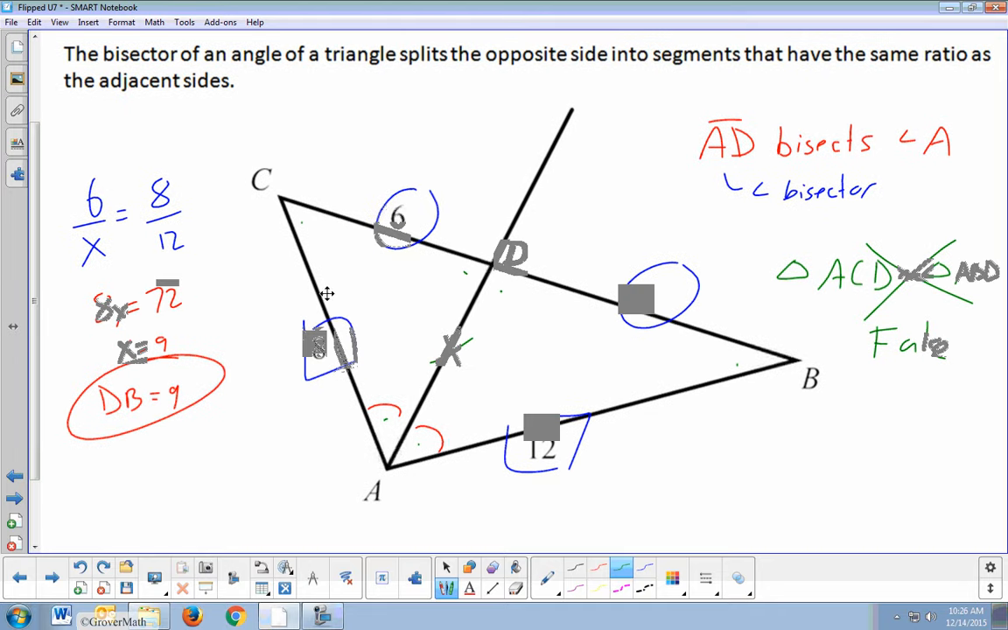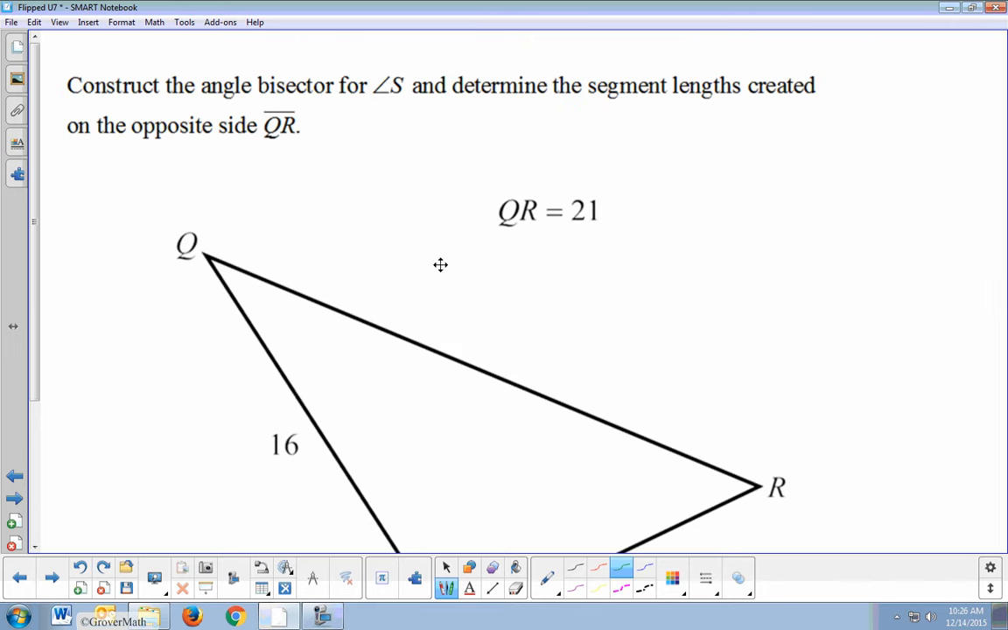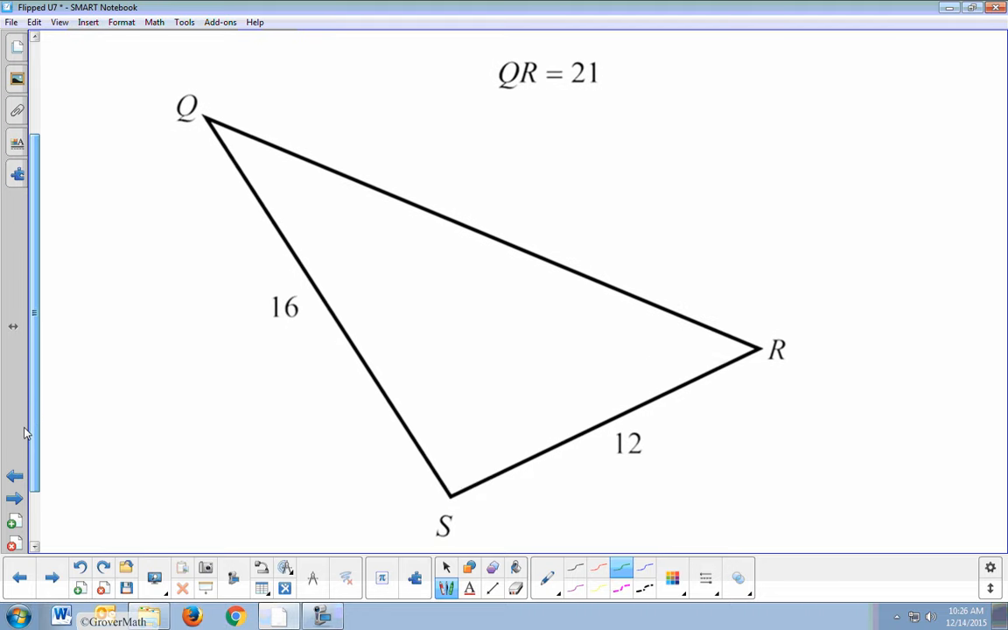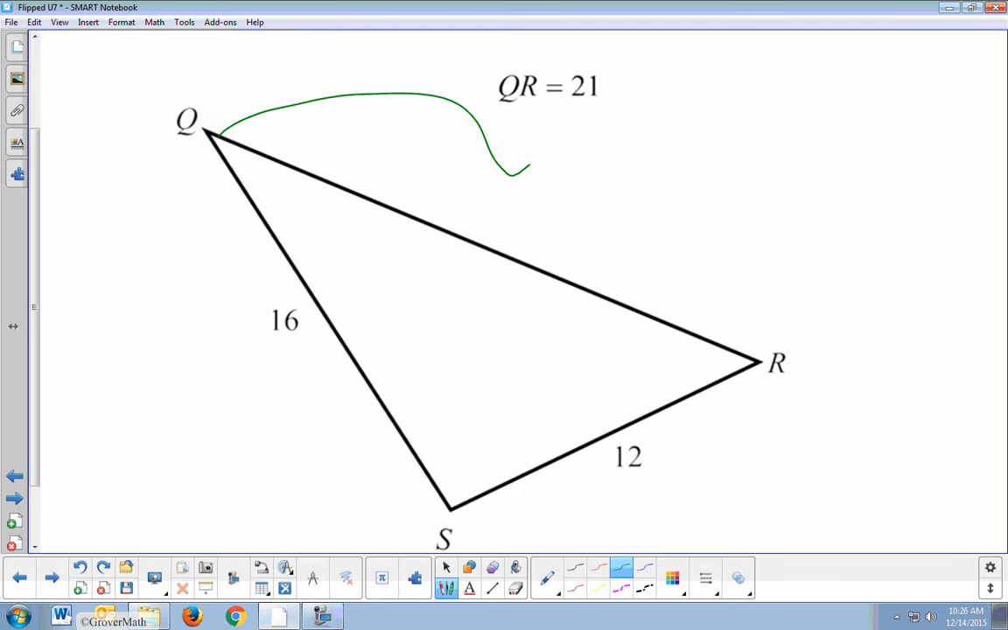It's just because it does create a proportion, and we see a lot of proportions in similar triangles, but I don't want you to be confused by that. We are not dealing with similarity here, but we are dealing with proportions. So let's look at one more example here. This one wants us to construct the angle bisector of S. And you're told that QR, this whole piece, is 21. I want to find what it's going to be segmented into.